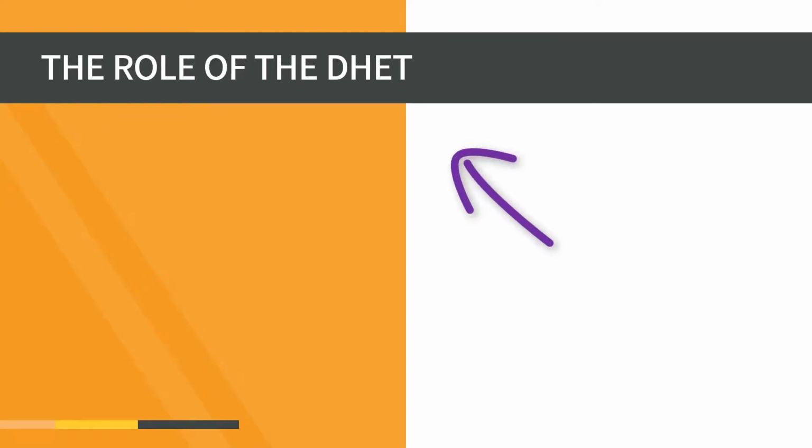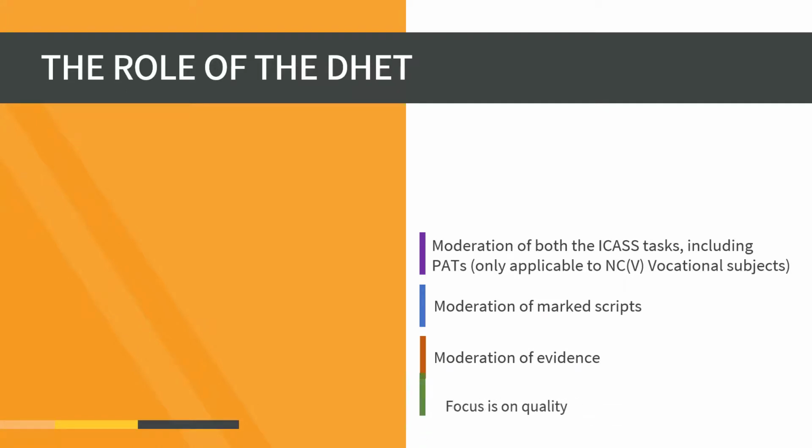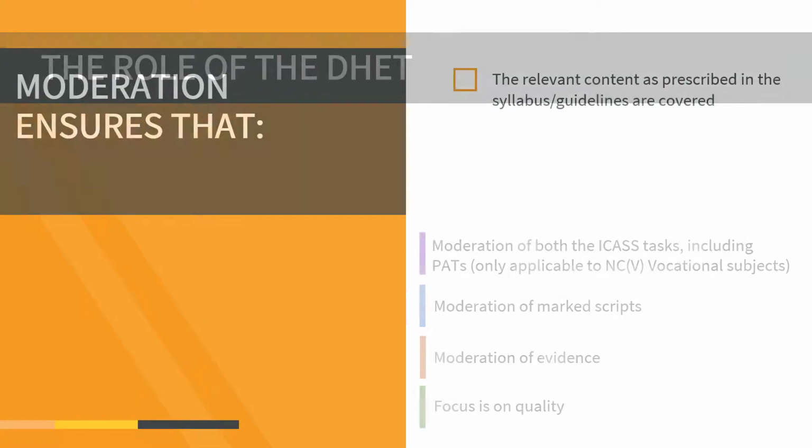The role of the Department of Higher Education and Training. Lastly, what is the task of the Department of Higher Education and Training to ensure compliance with the moderation process? The DHET will undertake moderation of both the ICAS tasks, including PATs only applicable to NCV vocational subjects, administered and the marked student evidence during nationally convened moderation sessions.